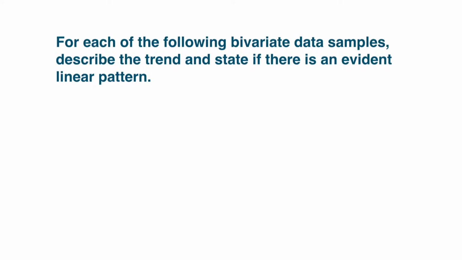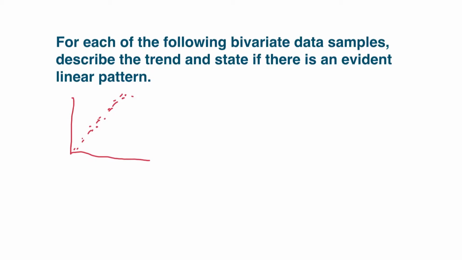So let's do a little bit of qualitative analysis. I'm going to draw some simple data sets, and we'll try to understand if there's a linear pattern or not. So here's one. We ask ourselves, is there an evident linear pattern? That is, we're going to try to fit a single line to the data. In this case, I think it can be done fairly well. So I would say that there's a strong positive linear correlation.